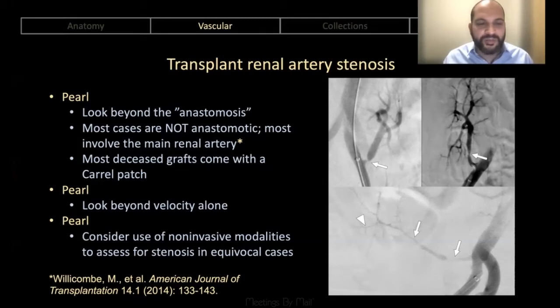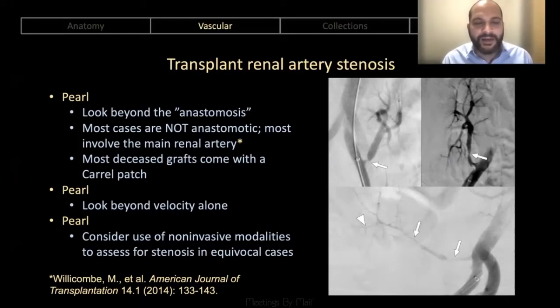So a few other pearls, don't look at the velocity alone. Velocity is important. It's one of the major criteria, but it's possible to diagnose transplant renal artery stenosis with a normal velocity. And that's sometimes because it's difficult to see all portions of the transplant renal artery. They can be tortuous. It can be difficult to visualize. So relying on the other features can have added value.